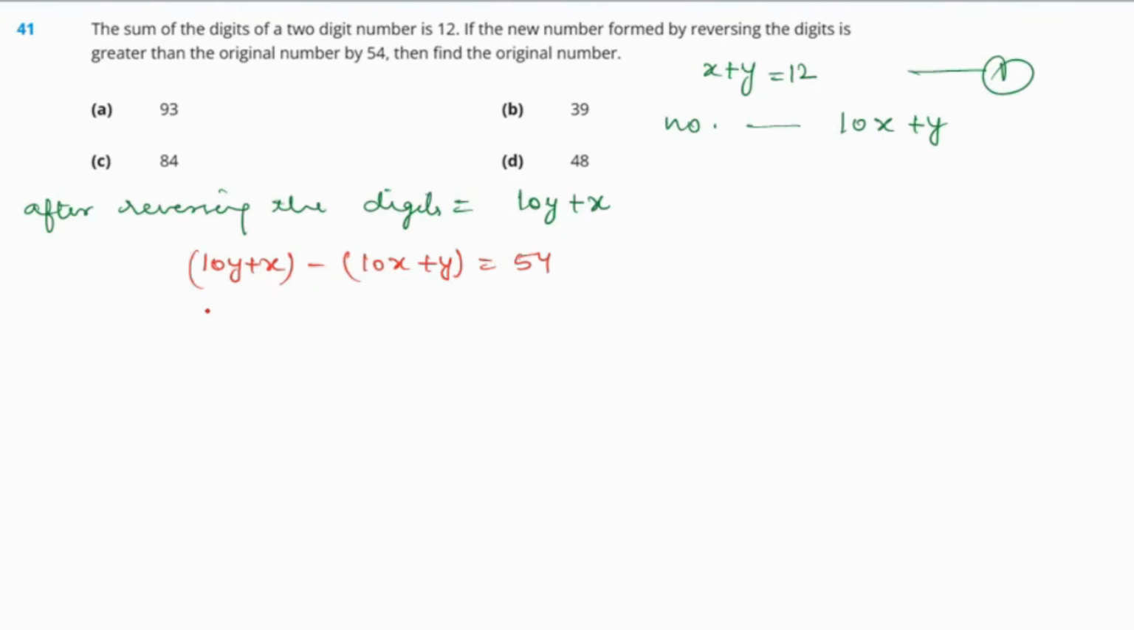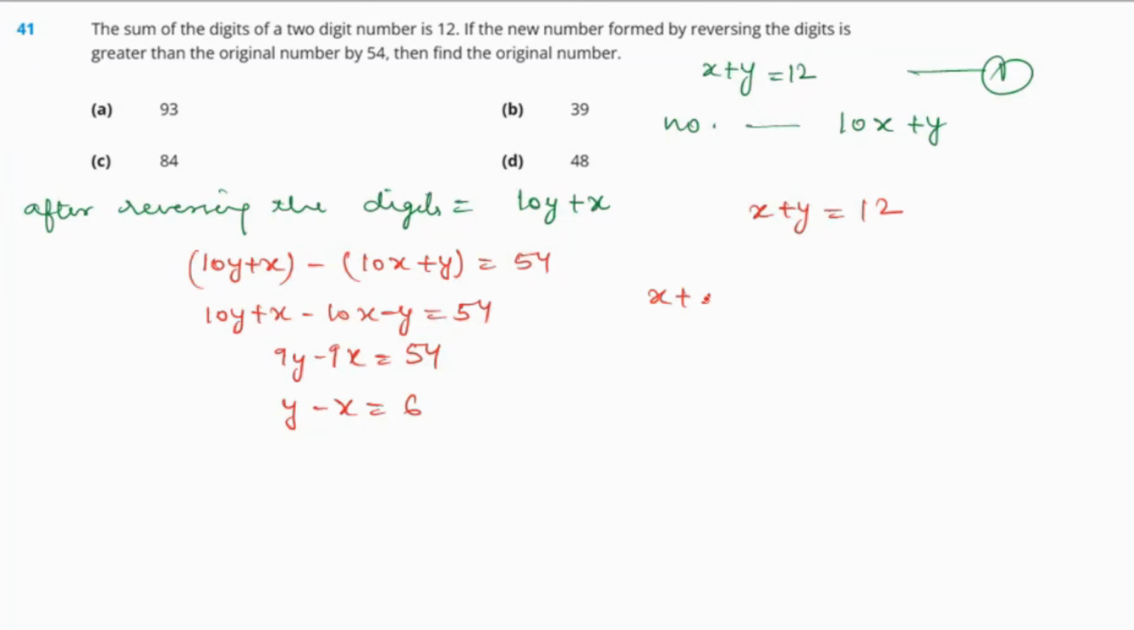So when we solve it, we will be getting 10y plus x minus 10x minus y is equal to 54. We will be getting 9y minus 9x is equal to 54. So the value of y minus x we are going to get as 6. Okay. And x plus y is already given to us, which is 12. So x plus y is equal to 12, and here we can write y minus x equal to 6. Okay. So if we add both the equations, x plus y minus x is equal to 12 plus 6. So x got cancelled out.